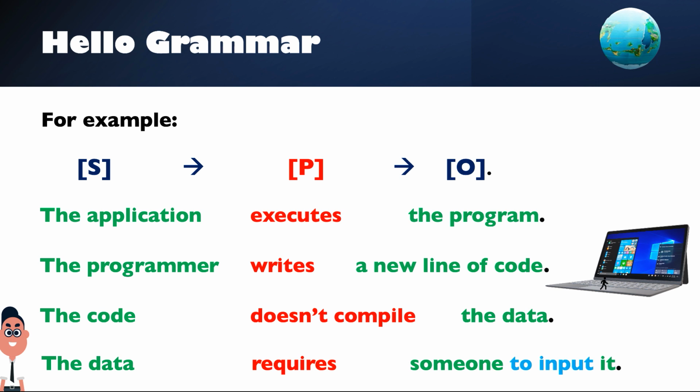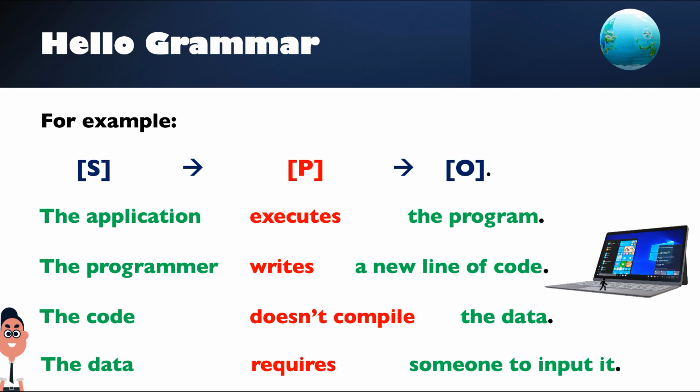As a whole, someone to input can be object. So the data requires that someone to input it. So as a whole, the entire short sentence becomes object. So to input should be green too? In this case, yes, because the entire chunk is object. Okay, there we go. As Yonghee said, one whole chunk makes the object.